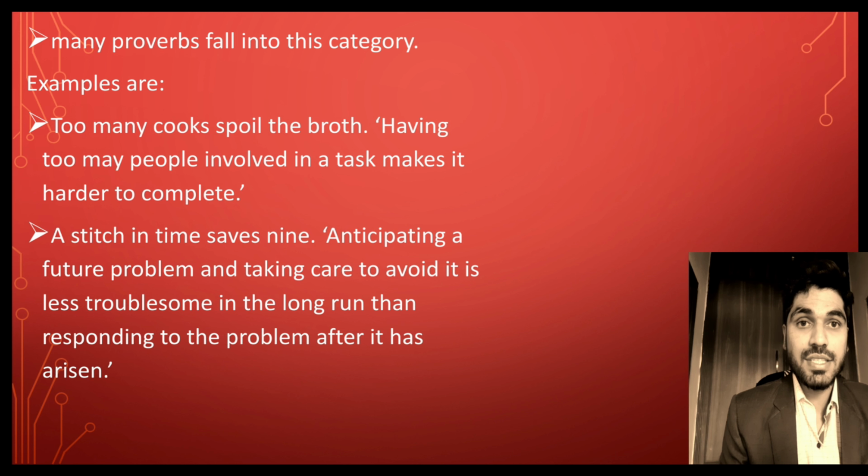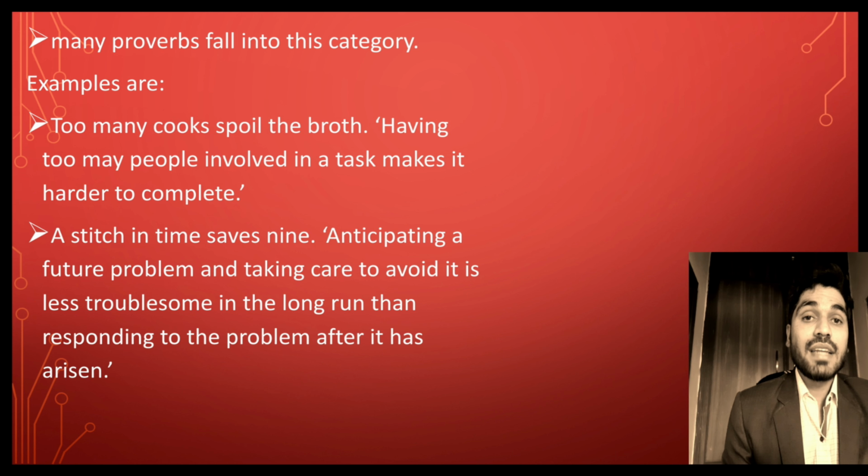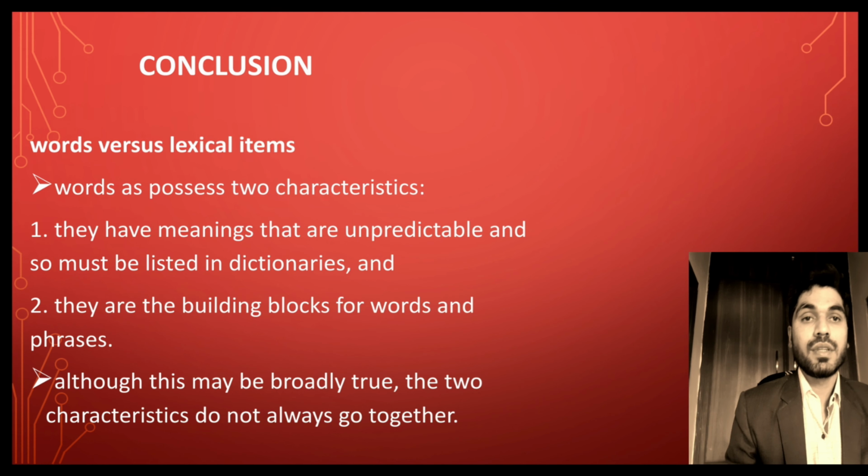The second is: a stitch in time saves 9. If we look at its denotation, if we go to the dictionary and see the meaning, that is completely different. But what does this mean? This means anticipating a future problem and taking care to avoid it is less troublesome in the long run than responding to the problem after it has arisen. So it means that the words which just show up their meanings are not the true meaning. There are also conventional and contextual meanings in the form of proverbs and idioms. So we are done with this.